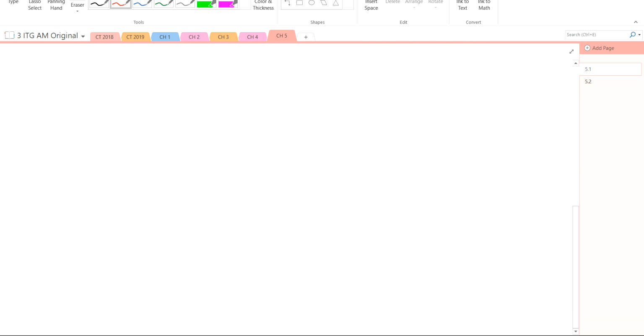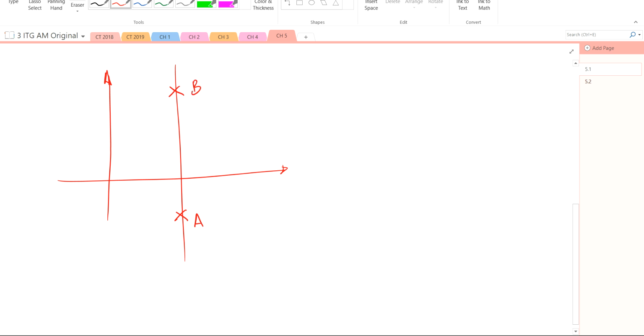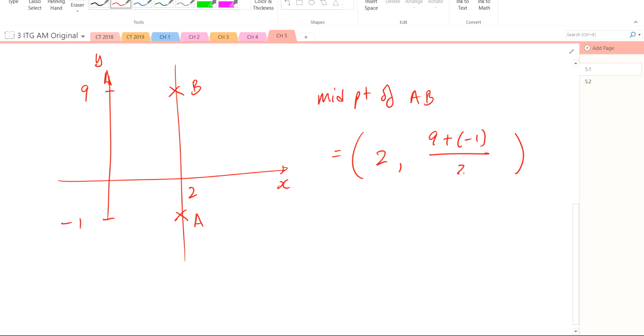Okay, what about a vertical line? Like this. Let's say this is point A, this is point B. Let us have this x-coordinate as 2, this y being -1, and this is 9. What is the midpoint of AB? Okay, what is the x coordinate first? 2. What about the y coordinate? How do you get 4? 9 plus -1 divided by 2. So you get 2, 4.